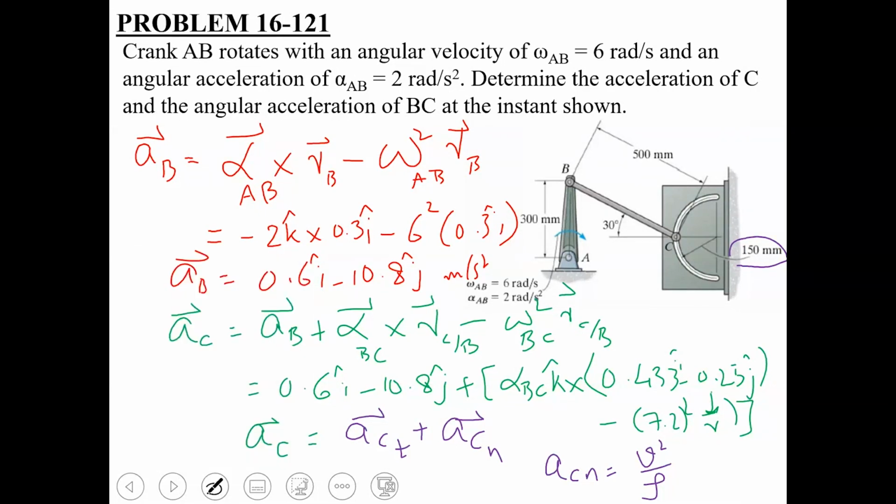If we talk about its direction, in which direction would this normal component be acting? Sir, towards the positive x-axis. So towards the center, which is towards the positive x-axis. So we can write this vector as V square over rho I. Is it clear to all of you?